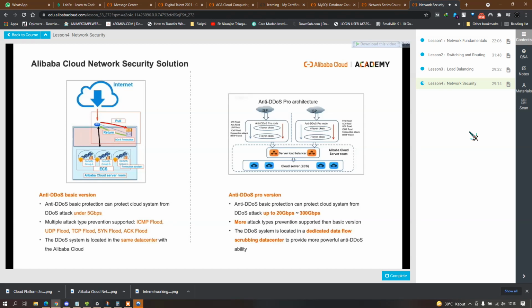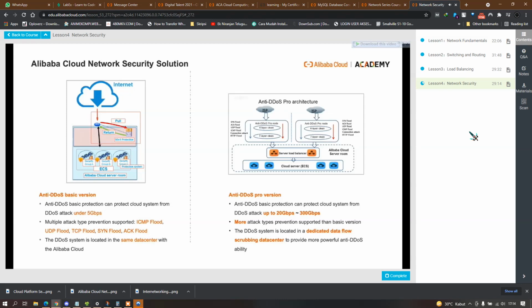And the second one is that the basic version can support multiple attack types like ICMP flood, UDP flood, TCP flood, SYN flood, ACK flood. But the professional version can provide more attack types than the basic version. So this is also an advantage.